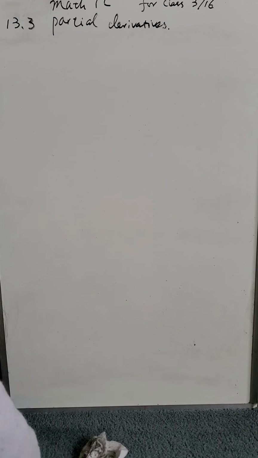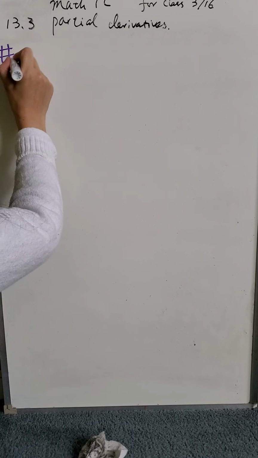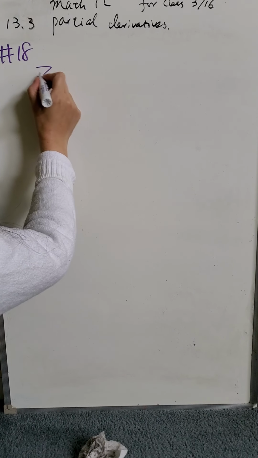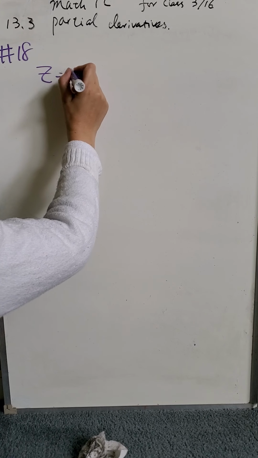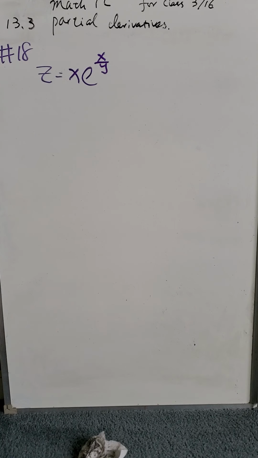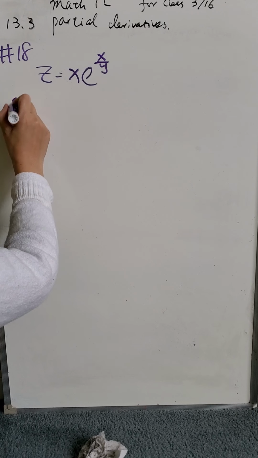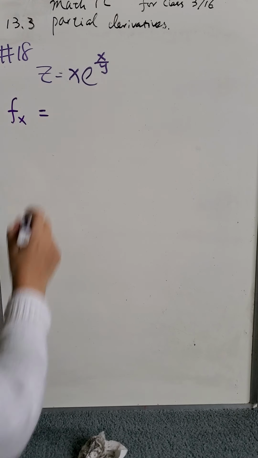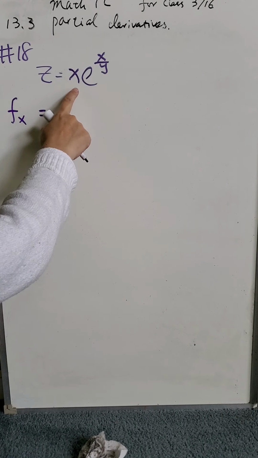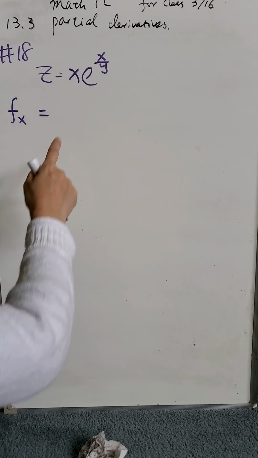Okay, so now we're gonna see some examples, and the first example is problem number 18. We are given z equals x e to the x over y. Here's a function of two variables, x and y. So now we're gonna find f sub x. When we find f sub x, that means your y will be a constant or a coefficient.